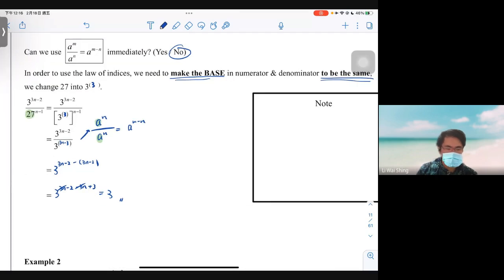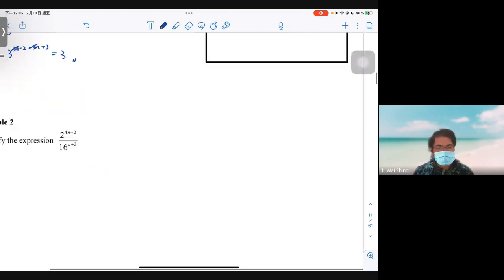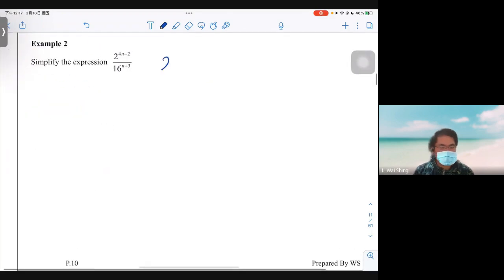Can you see it? Okay, so if the bases are different and you are asked to simplify it, make the base to be the same. Split the base. Okay, let's do another example. 2 to the 4n minus 2 over 16 to the power of n plus 3.